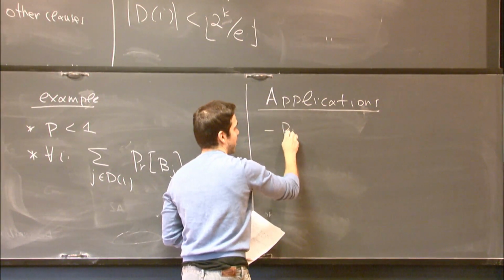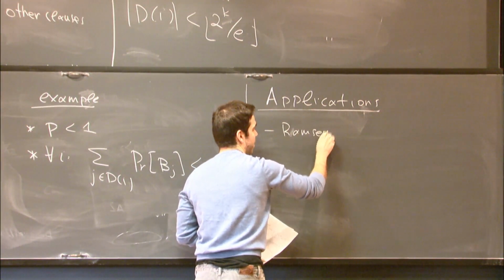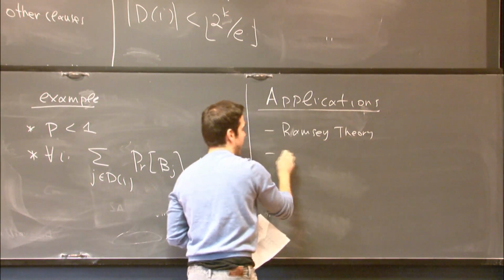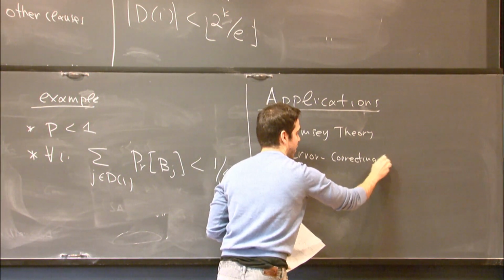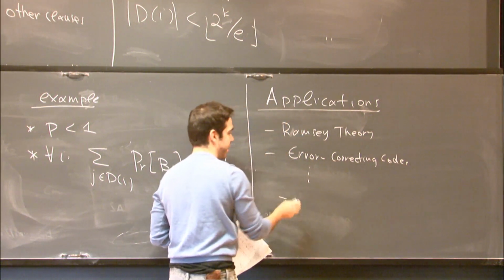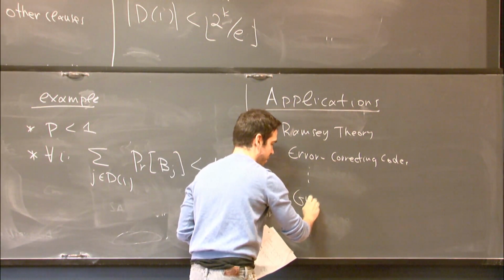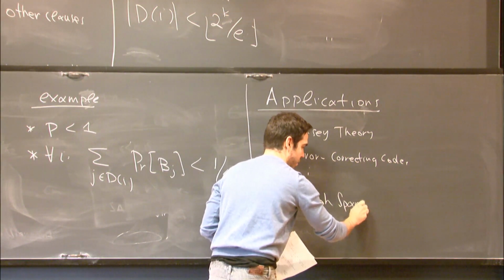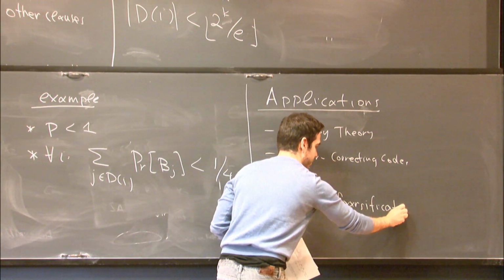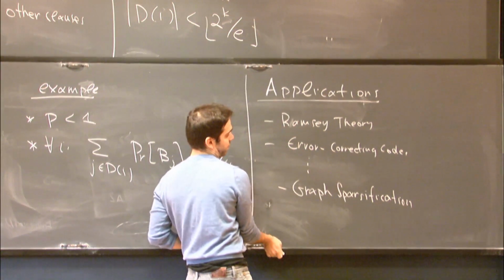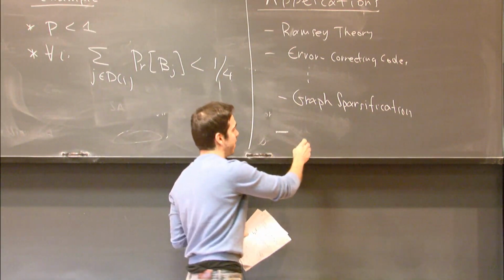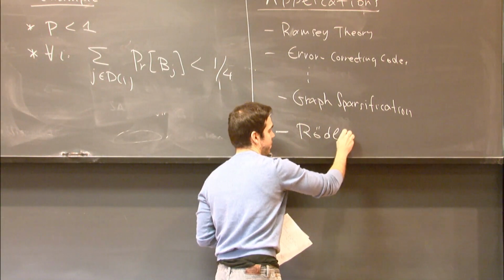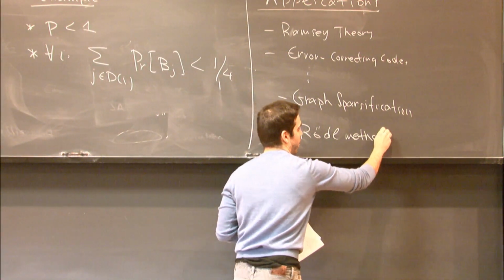Now, the LLL has many applications in combinatorics, from Ramsey theory to designing error-correcting codes. And it's actually behind this super powerful method in graph theory that's called the Rödl nibble method, or the semi-random method.